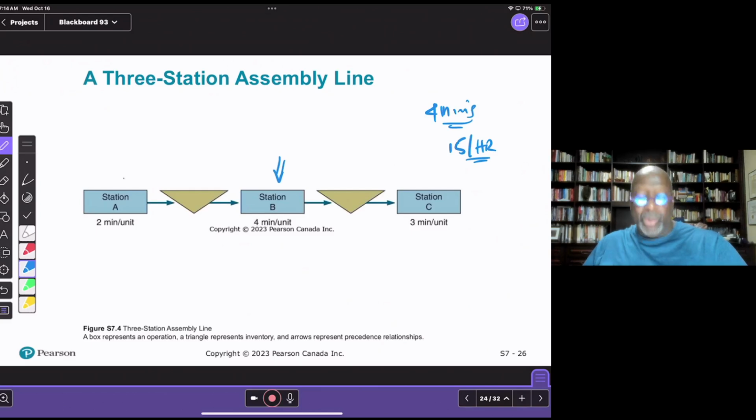What's the total cycle time? You give me the answer. 2 and 4 is 6, and 3 is 9 minutes. That is your cycle time. Hopefully you understand that. Now, if you want to improve the throughput time or the productivity, you could try to reduce B from 4 minutes to anything lower than that. 3 minutes would definitely be an improvement. 2 minutes would definitely be an improvement. 1.5 minutes would be an improvement, etc.